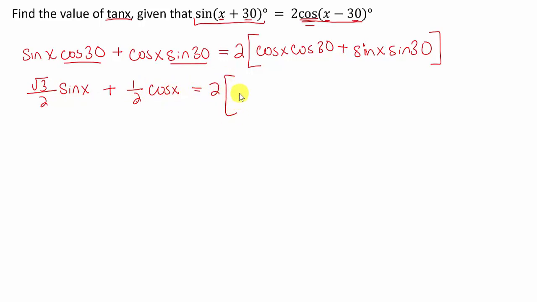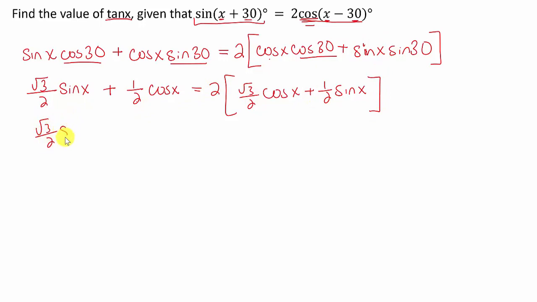Equals 2 brackets. Remember, cosine of 30 is square root of 3 over 2. And I'm going to put cosine x next to it. Plus, sine of 30 is 1/2, and I'm going to put the sine of x next to it. Now, I do want to go ahead and distribute that too.